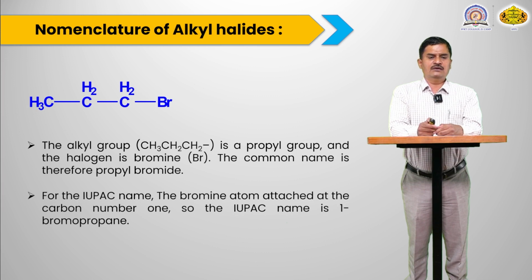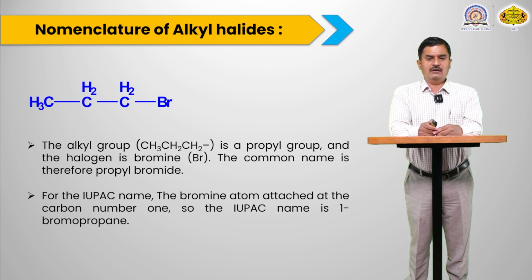Okay, another example, CH3, CH2, CH2Br. So here the common name of this compound is n-propyl bromide. The IUPAC name: this compound contains 3 carbon atoms, meaning propane. So 1-bromo, so 1-bromopropane.